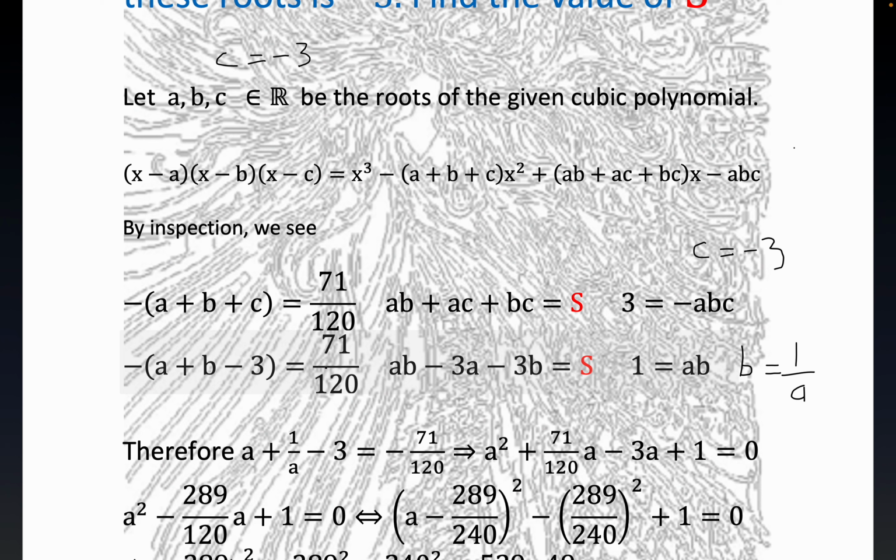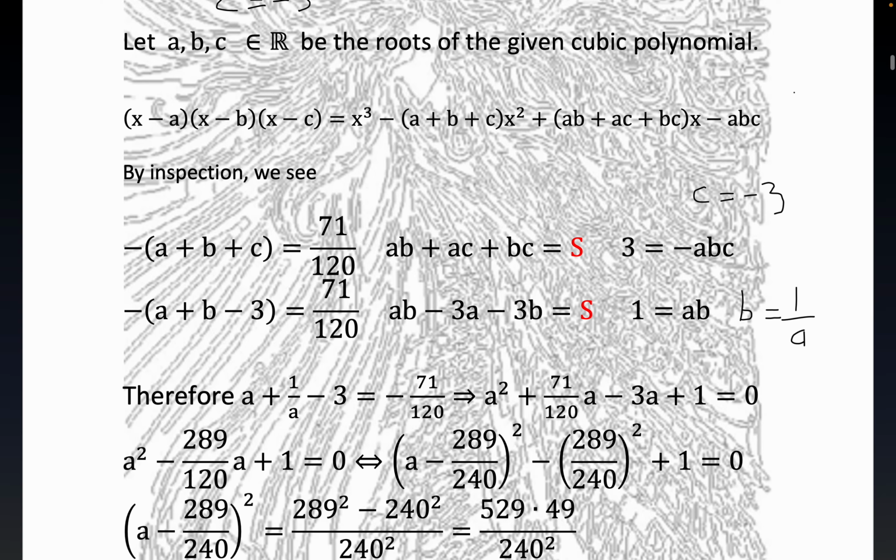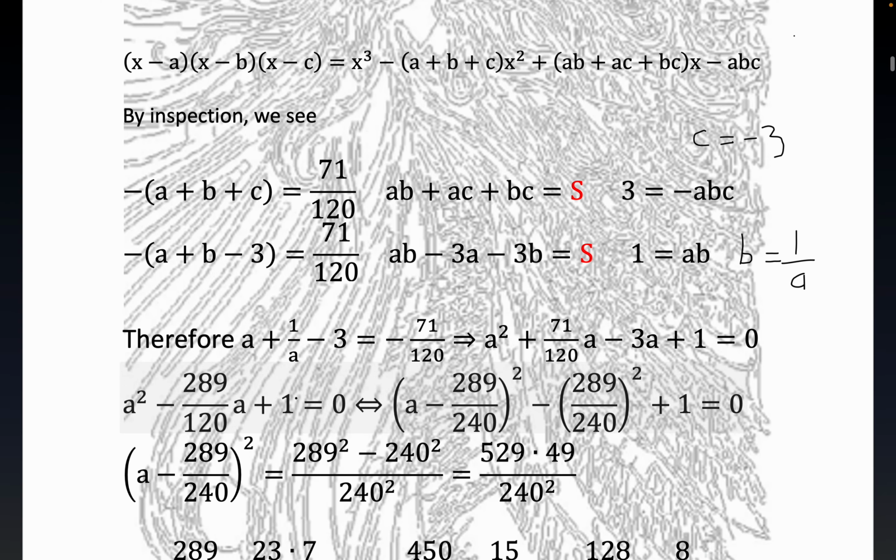Notice this minus sign comes over here to the 71 over 120. All right, now this is just a quadratic, and all I'm going to do is complete the square, which is kind of nice here. All of this is equivalent all the way down, and we get to a stage where we actually complete the square. You guys remember the process: you take 1/2 the coefficient of the linear term. The linear term is 289 over 120, and 1/2 of that is 289 over 240, 2 times 120 being 240.